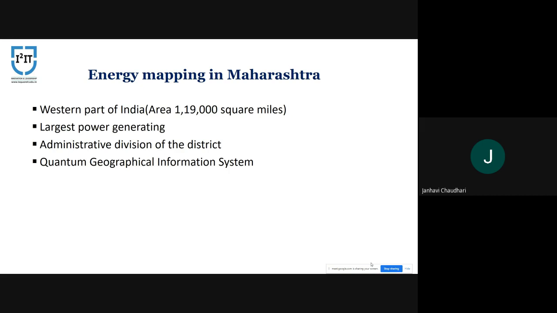Energy mapping in Maharashtra. Maharashtra is situated in the western part of India. It covers the entire Deccan area, which is about 1,19,000 square miles. There are 35 districts in Maharashtra. It is the largest power generation state in India, with an installed capacity of 22,435 megawatt. Open domain Quantum GIS is used to represent the spatial data.